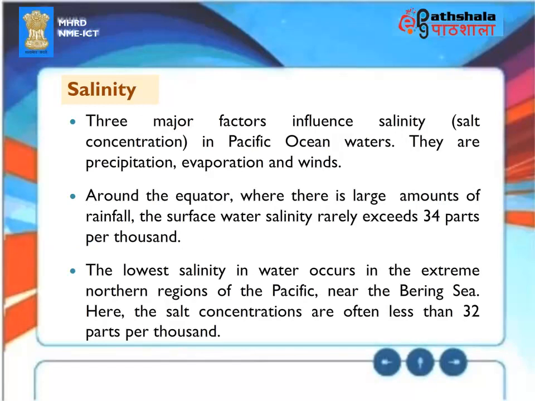Three major factors influence salinity or salt concentration in Pacific Ocean waters. They are precipitation, evaporation, and winds. Around the equator, where there are large amounts of rainfall, the surface water salinity rarely exceeds 34 parts per thousand. The lowest salinity in water occurs in the extreme northern regions of the Pacific near the Bering Sea. Here, the salt concentrations are often less than 32 parts per thousand.